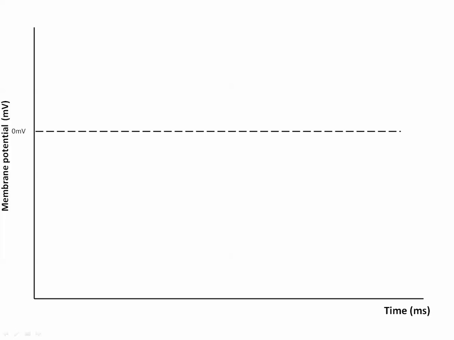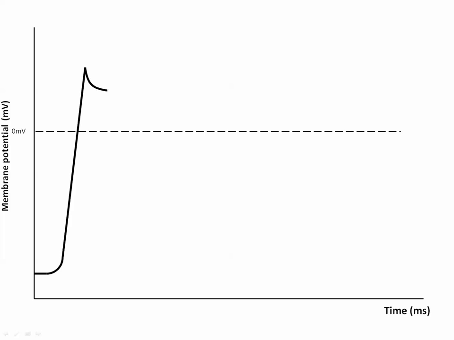In this video we will be looking at the components of the fast response action potential. This can be done by plotting changes in membrane potential against time. So we're looking at changes in membrane potential over time. So have a look at the response here.